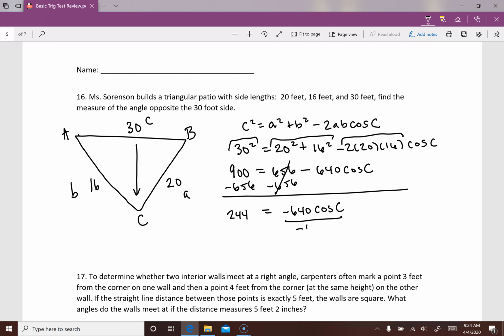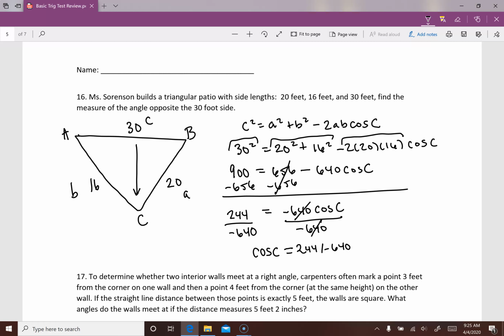Let's get cosine C all by itself and divide by negative 640, and that's going to disappear. I'm going to switch this, I think. It's going to leave me with cosine C is equal to 244 divided by a negative 640. Now don't freak out that this is negative. This just indicates that we're not in the first quadrant, which kind of makes sense when you look at the picture. All right, so we're going to take inverse of both sides.